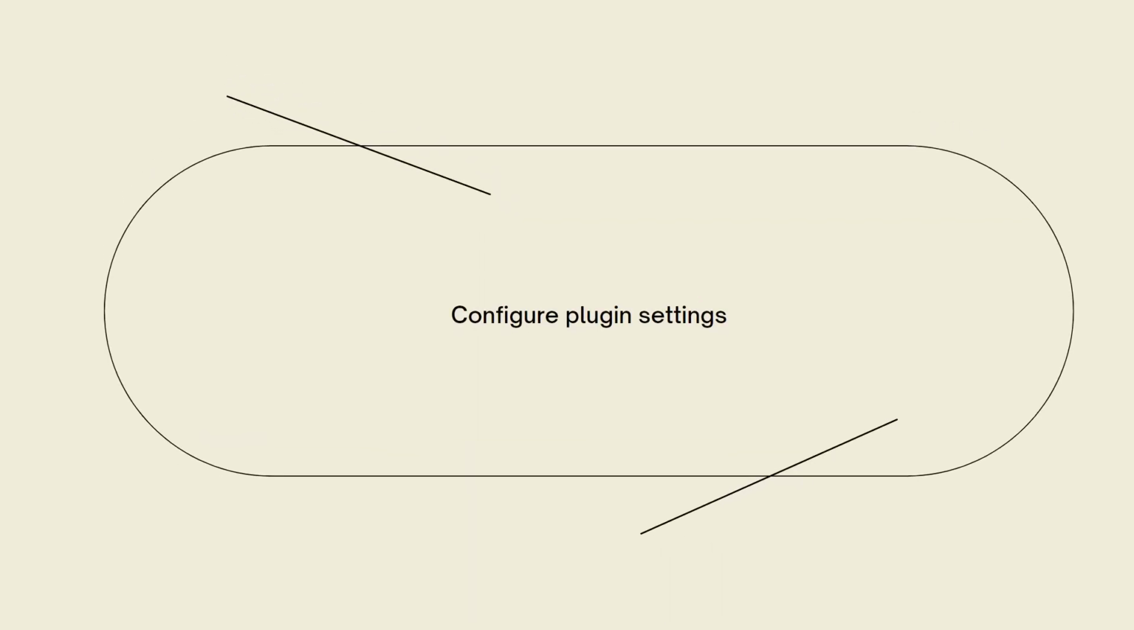Now configure plugin settings. So once the plugin is activated, you may need to configure its settings. So look for the plugin settings page or find its menu in the WordPress dashboard. Follow the provided instructions to enable categories and tags for pages.